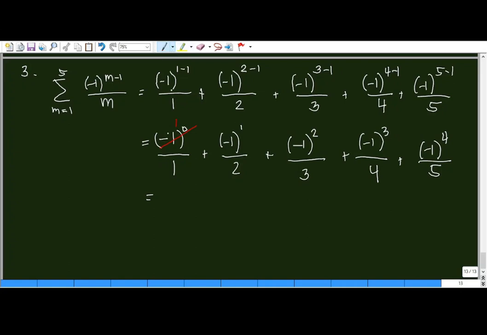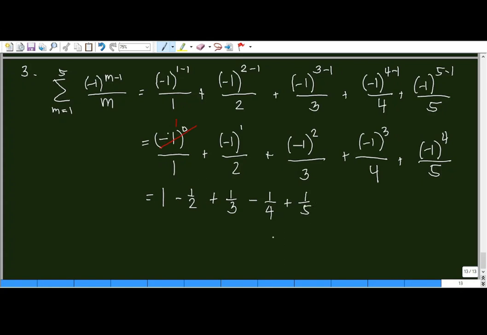So, 1 divided by 1 is 1. Negative 1 raised to 1 is equal to negative 1. Negative 1 divided by 2 is negative 1 half. Negative 1 raised to 2 is 1. 1 over 3 is 1/3. Negative 1 raised to 3 is negative 1 divided by 4, negative 1/4. Negative 1 raised to 4 is 1 divided by 5, 1 over 5, 1/5.